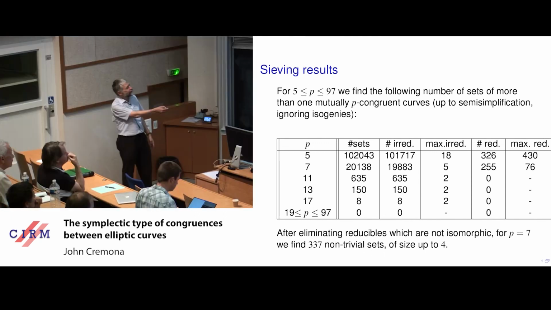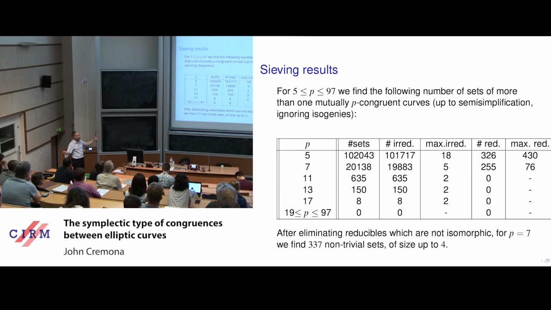So when I say sets here, this is sets produced by the hashing operation. So these are sets of isogeny classes with the property that any curve in any one of those isogeny classes is mod p congruent to every other curve. So there are 102, and this is the number of sets which have size greater than 1. And in fact, the maximum set size here was 18. And for the reducible cases, we've got sets of 430 different isogeny classes, all have the same mod 5 representation, up to semi-simplification. It's not so surprising.